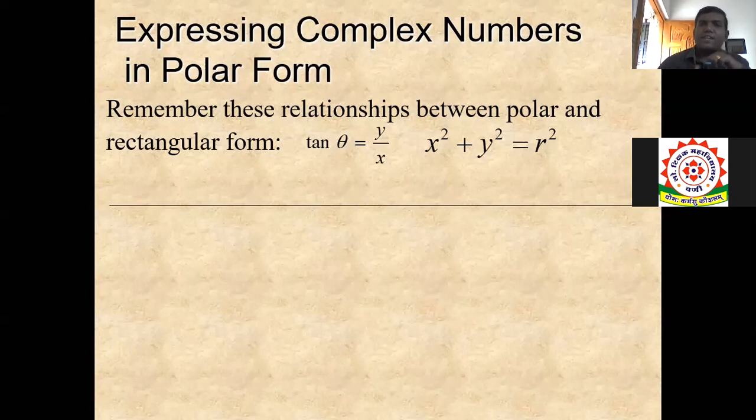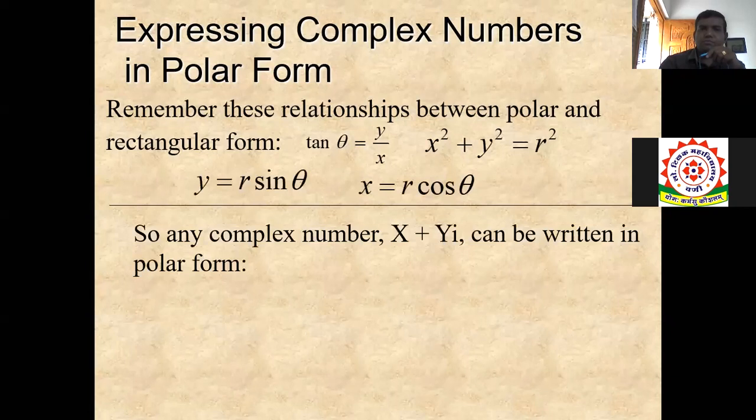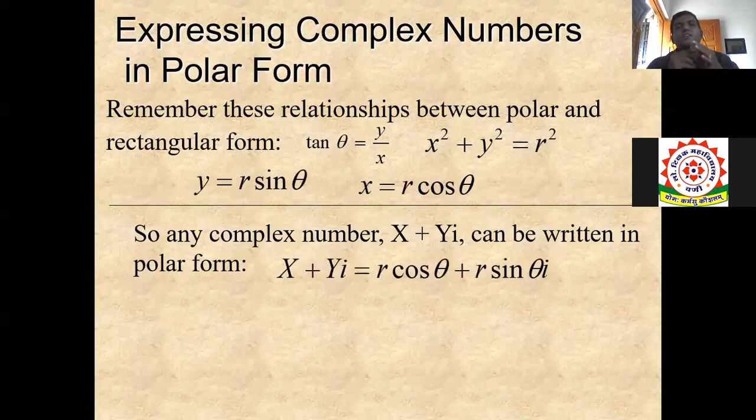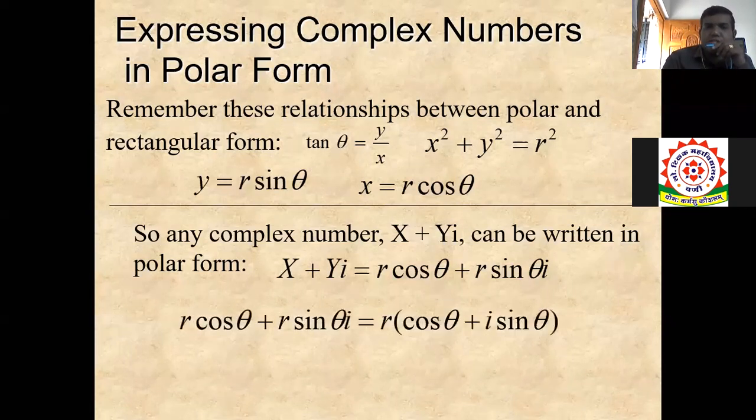Okay, tan theta is y by x and x square plus y square is r square. So x is equal to r cos theta and y is equal to r sin theta. So any complex number can be written as x plus iy, where x is replaced by r cos theta and y is replaced by r sin theta. That is r cos theta plus r sin theta into i, that is r times (cos theta plus i sin theta).